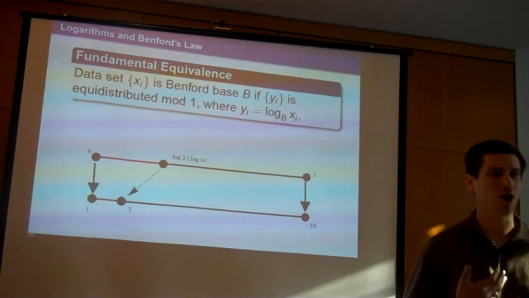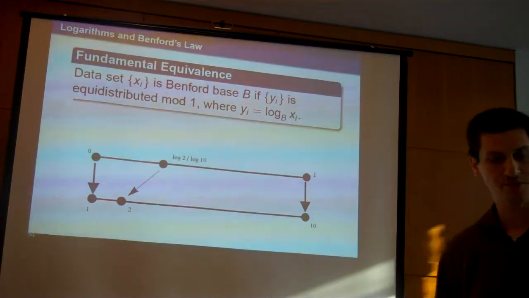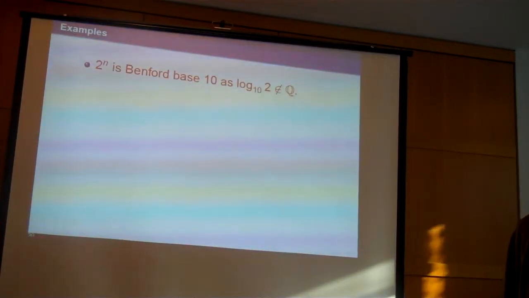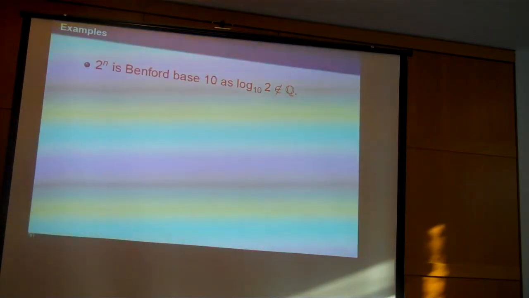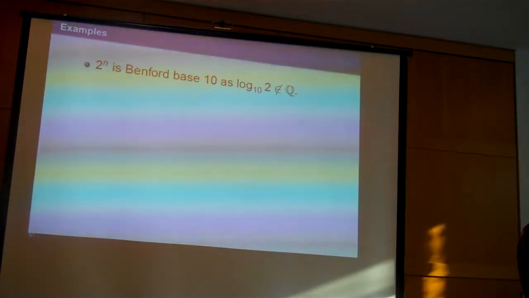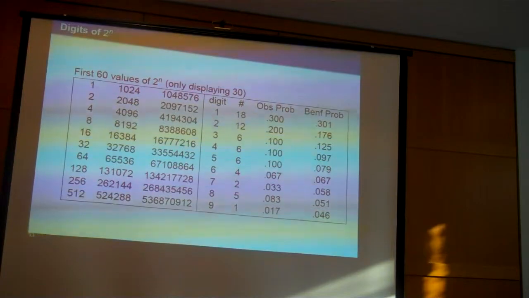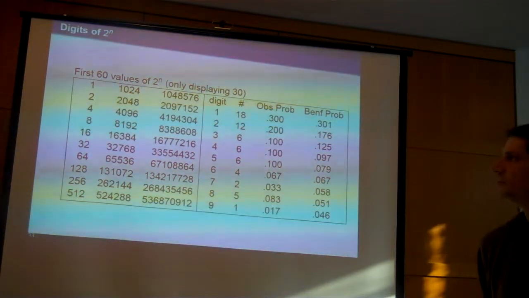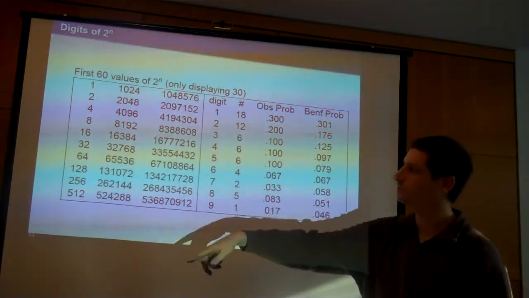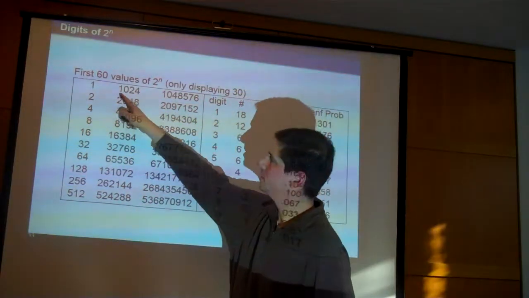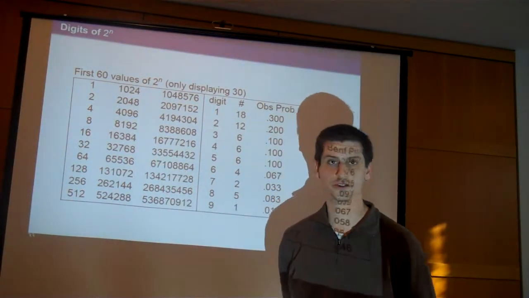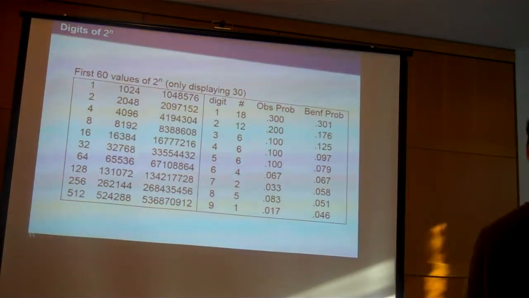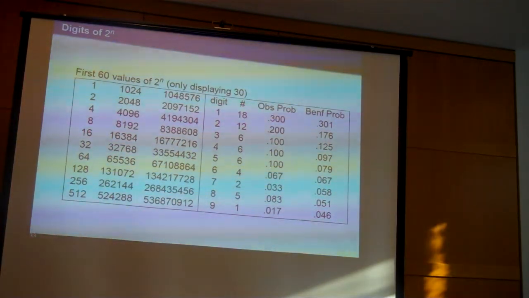So again, if you're ever teaching logarithms, as to why we care about logarithms, it gives us the right way to look at things. So the number 2 to the n, if you look at 1, 2, 4, 8, 16, these are Benford. I'm not going to go through the proof, but here's the first 60 values that I was starting to write out over there. And if you notice, their first digits don't really change that much. It takes a long time before things change.